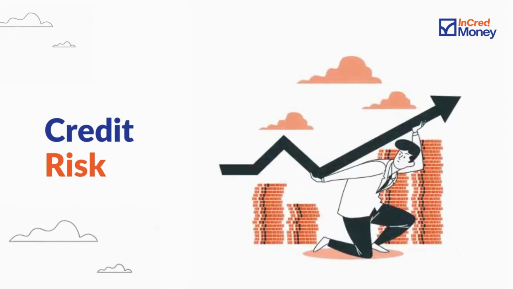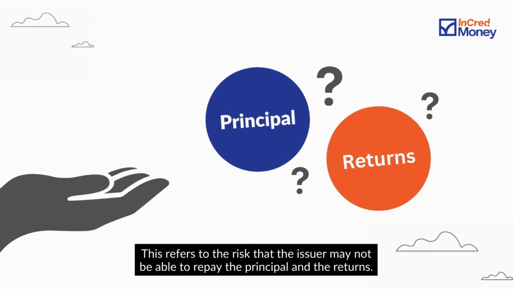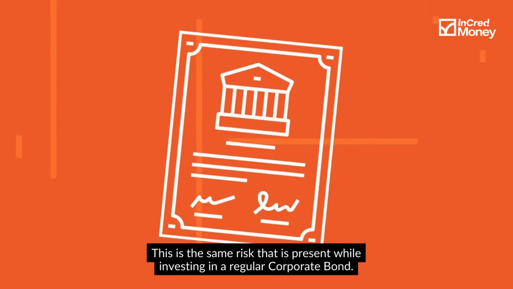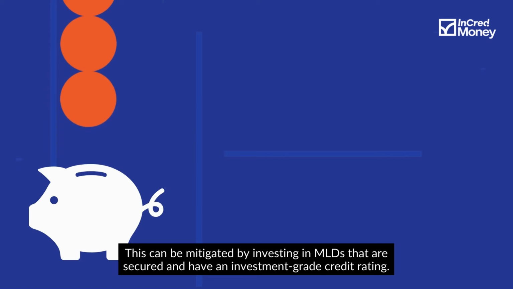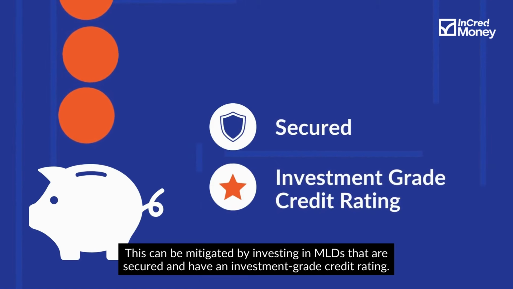Credit risk. This refers to the risk that the issuer may not be able to repay the principal and the returns. This is the same risk that is present while investing in a regular corporate bond. This can be mitigated by investing in MLDs that are secured and have an investment-grade credit rating.